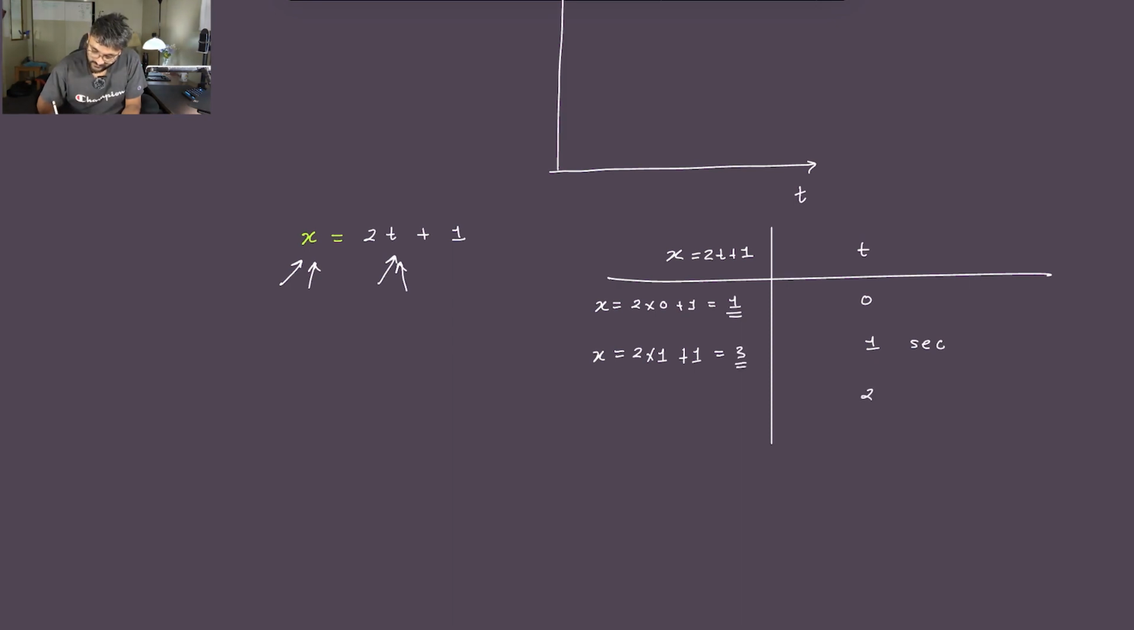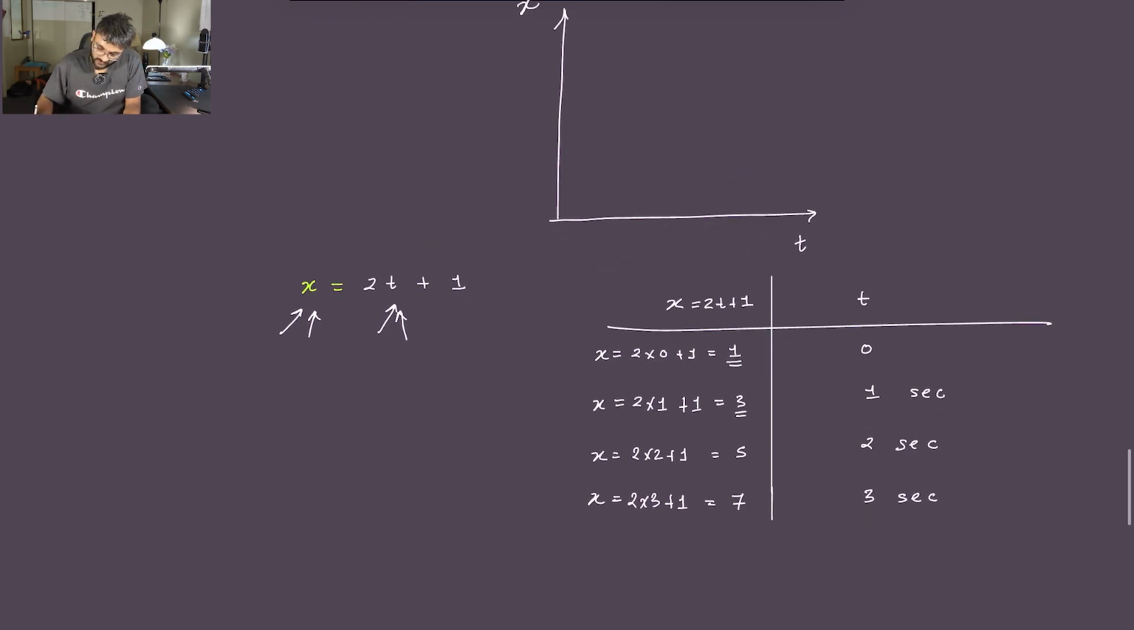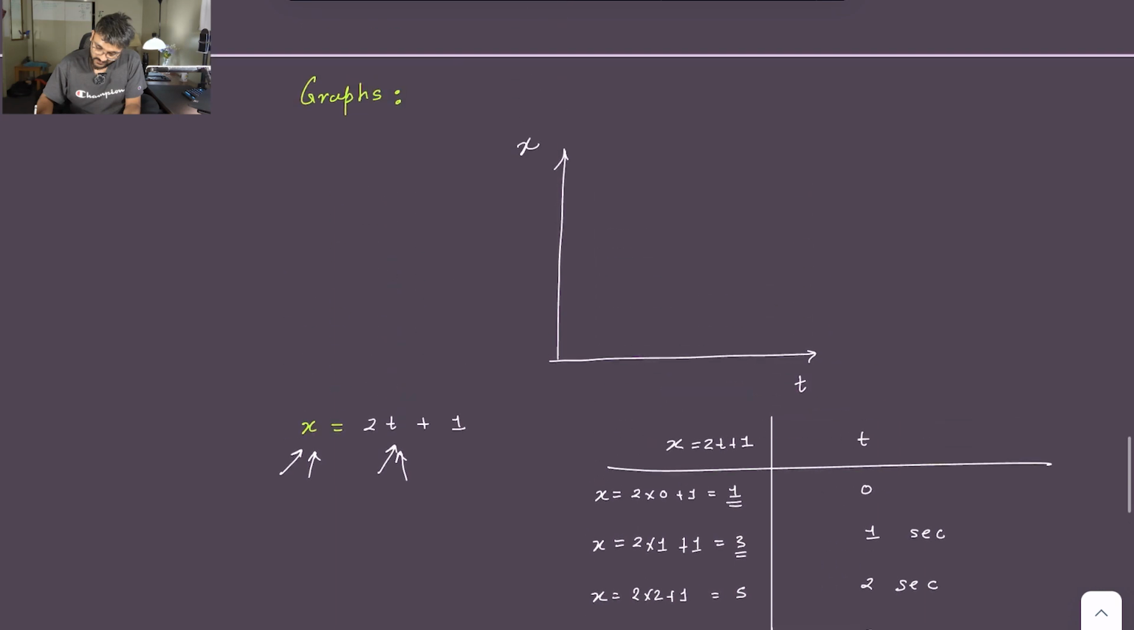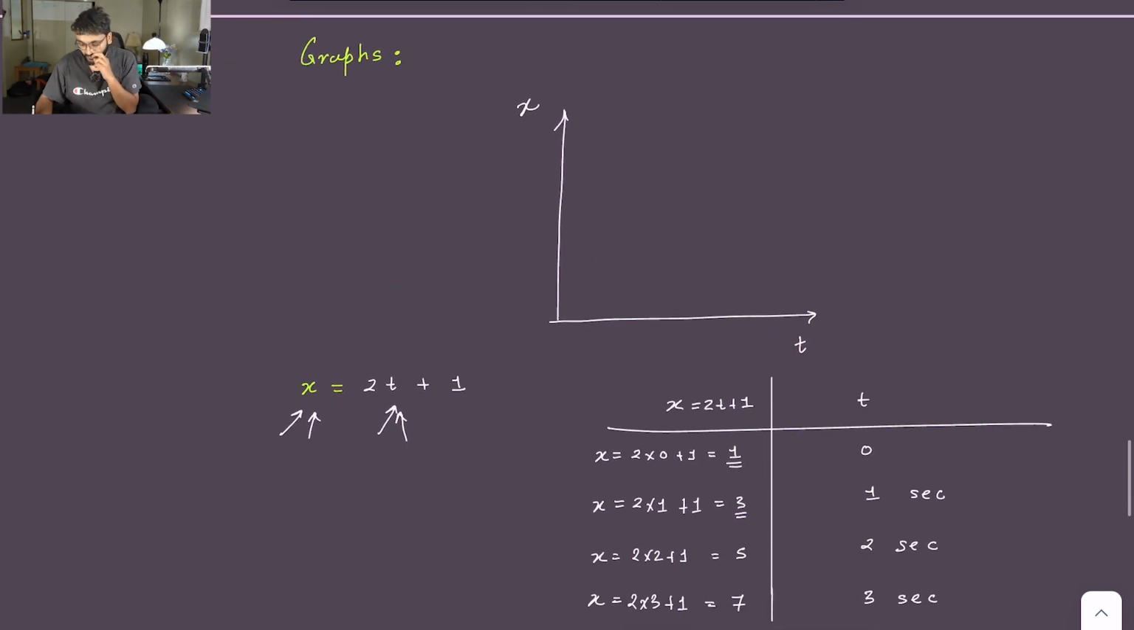At t equals 2 seconds, I have x equals 2 times 2 plus 1, that is 5. Let's do one more. I'm sorry, t equals 3 seconds. I've got 2 times 3 plus 1, which is 7. So if I want to plot this on this xt graph, I would have, let's make these markings.